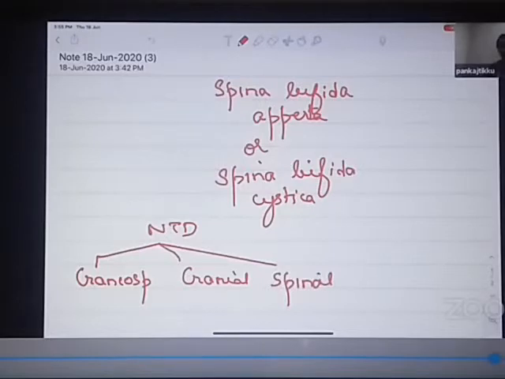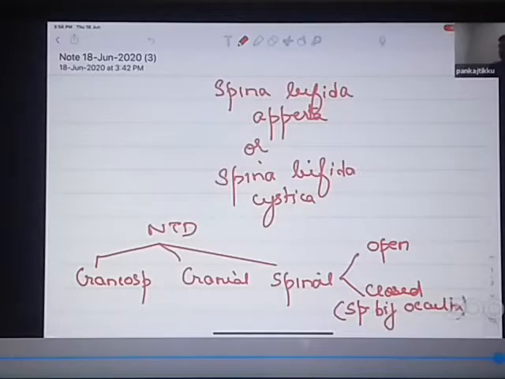Now, how did we further classify spinal? Spinal can be open or closed. What is the other name for closed? I told you it is spina bifida occulta. The other name for open spinal neural tube defect is spina bifida cystica or spina bifida aperta. So spina bifida aperta or spina bifida cystica is the old name that used to be given to an open type of spinal neural tube defect.